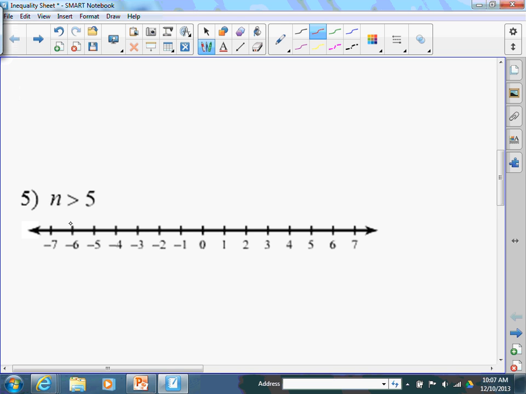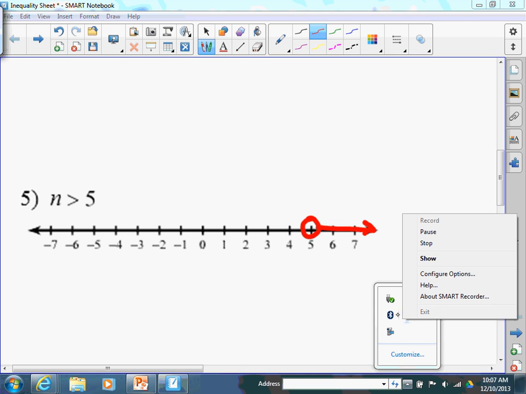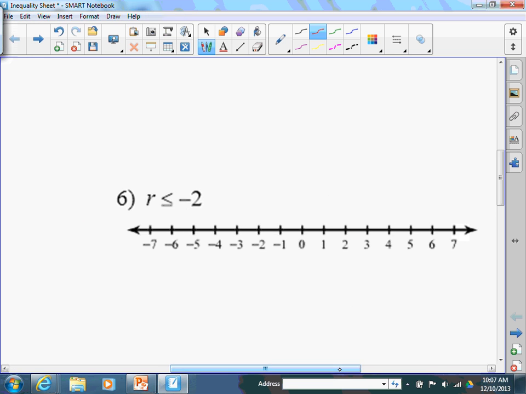Is our variable on the left? Is there a negative in front of or below? All right. Open circle or closed circle? On what number? Shade right or shade left? Okay, are we good so far? Okay, number 6. Is our variable on the left? Is there a negative in front of the variable or below the variable? Okay, open circle or closed circle? On what number? Shade to the right or shade to the left? All right, number 7.